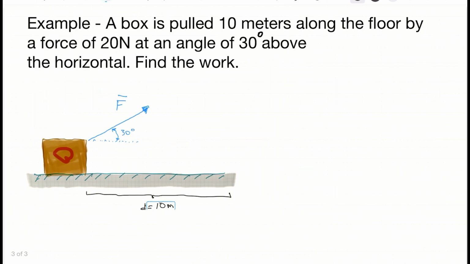Now let's look at an example. A box is pulled 10 meters along the floor by a force of 20 newtons at an angle of 30 degrees above the horizontal. Find the work.